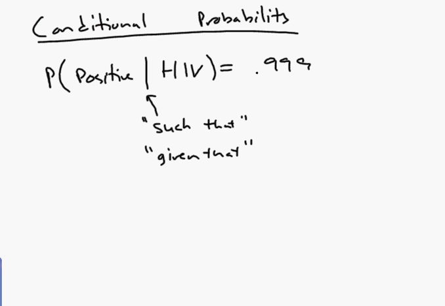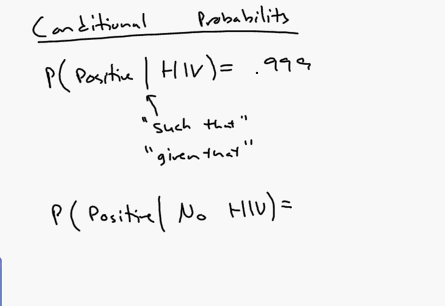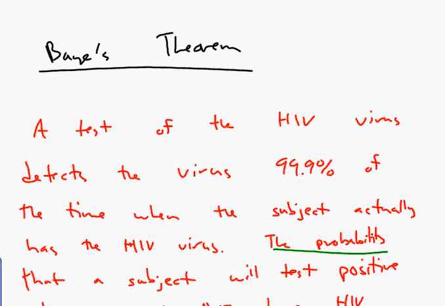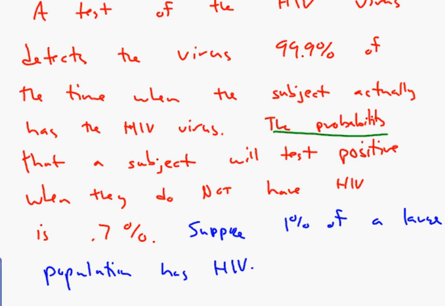We can write that this way. The probability that someone has a positive result, given they don't have HIV, is 0.007. Notice I'm choosing to write these as decimals. That's fine. So that's another example of a conditional probability. And then lastly, we're just given a fact. Suppose that 1% of a large population has HIV. That actually turns out to be a pretty high number. I think for the United States, it's less than that. It's probably about a third of that.